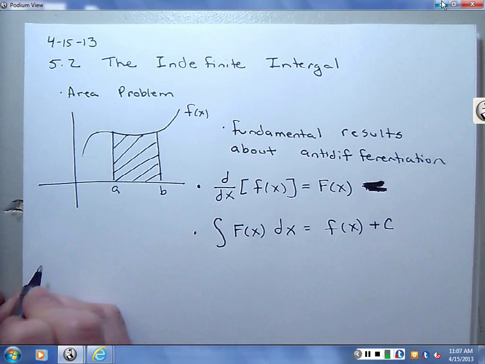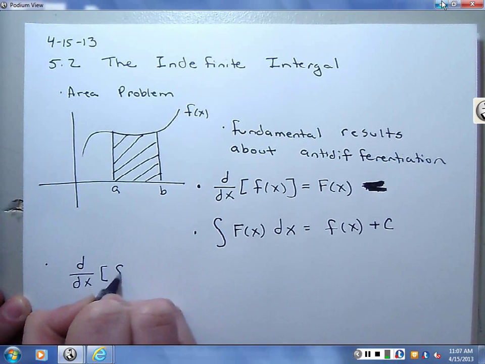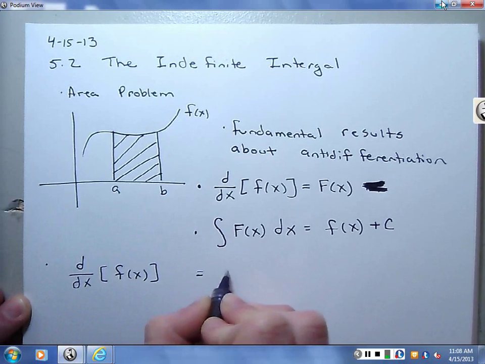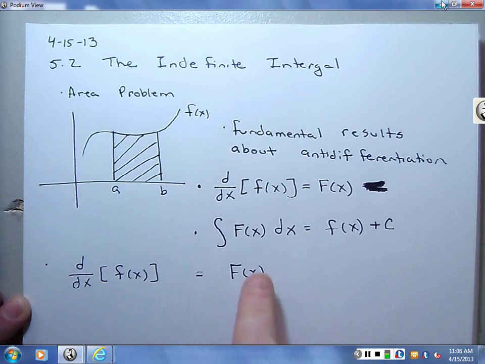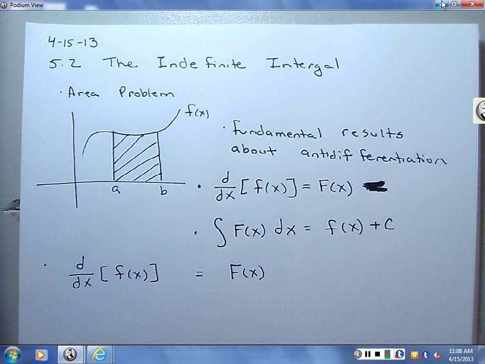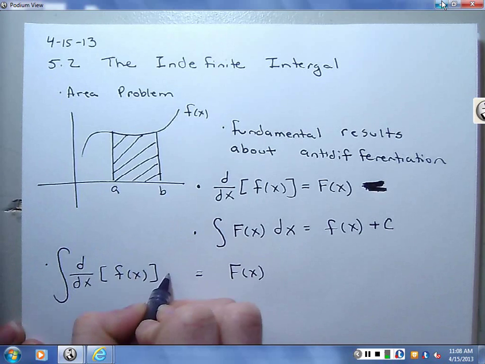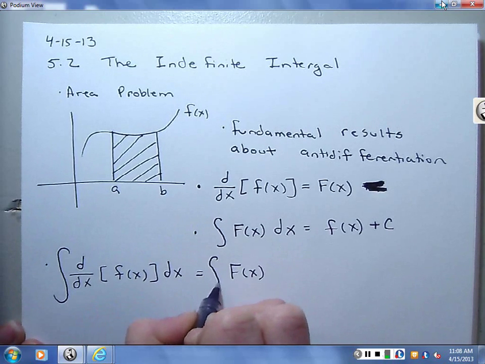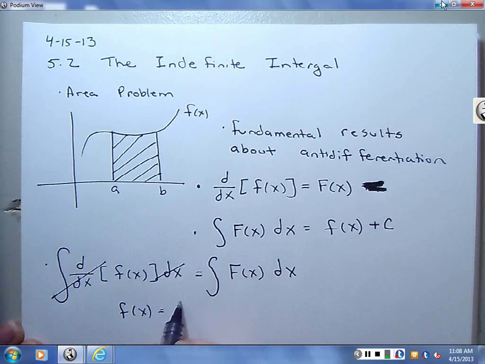So really what I want to say here is that the derivative with respect to x of my function, f of x, is going to equal this capital F of x. So this is a true statement. If I take a function, I differentiate it, I call that capital F of x. So if I come in here and I integrate on the left-hand side, I have to integrate on the right-hand side. The integral cancels the derivative, and I'm left with lowercase f of x. So if I integrate the antiderivative, I get out the original function.